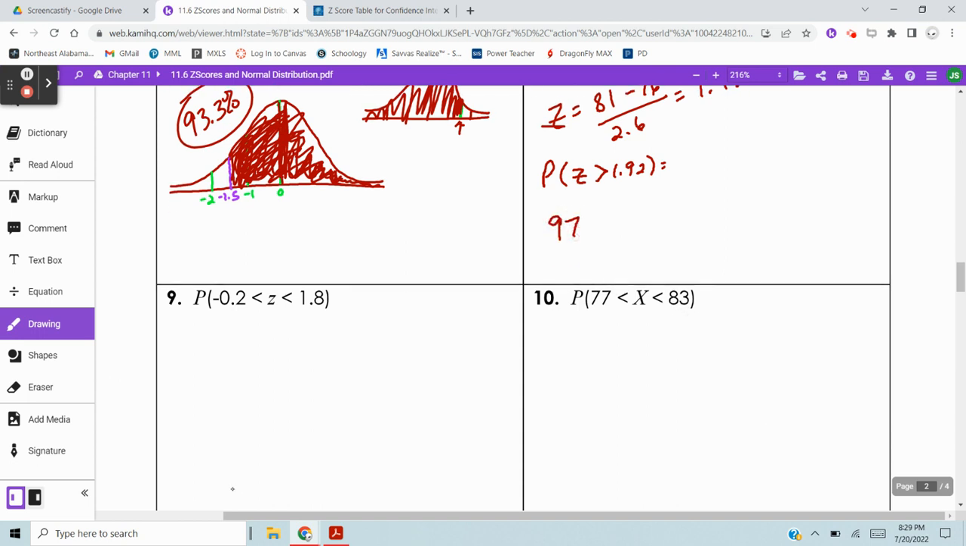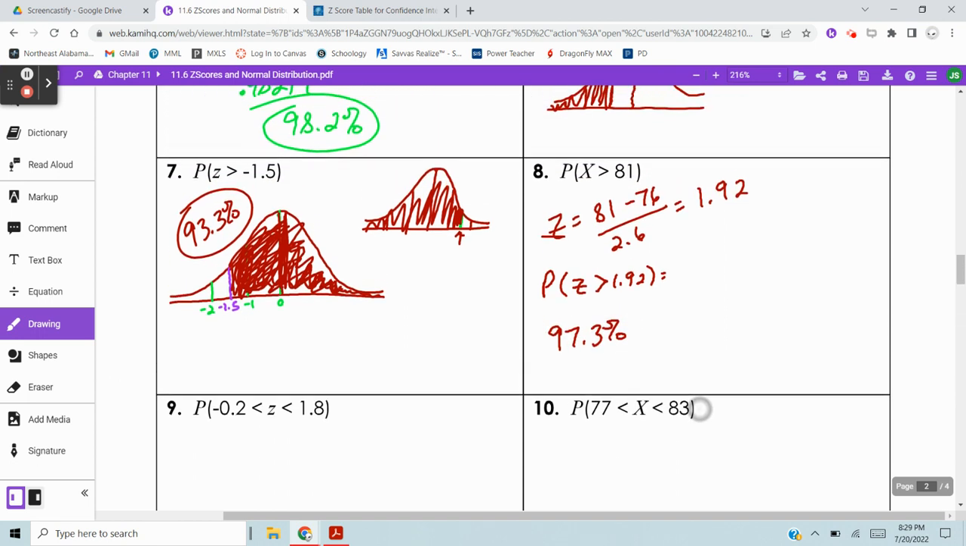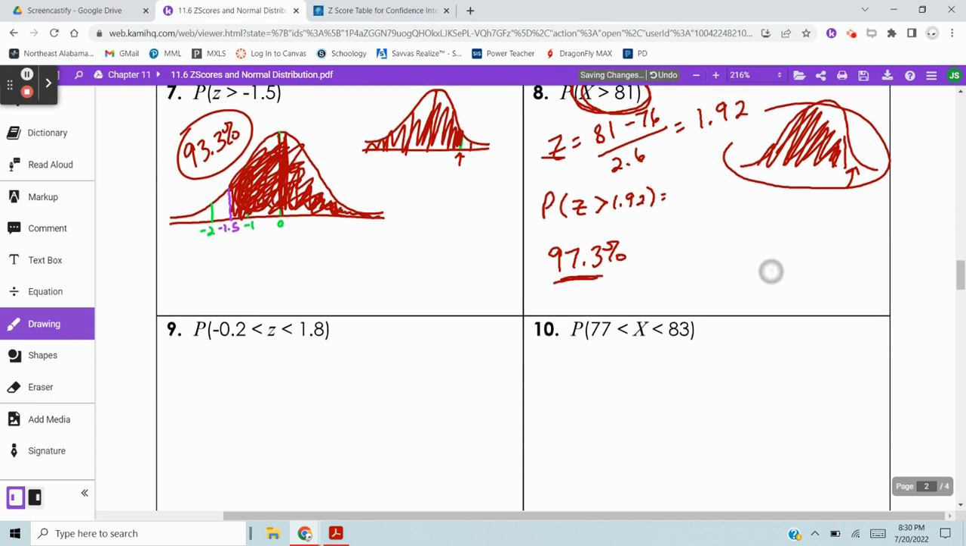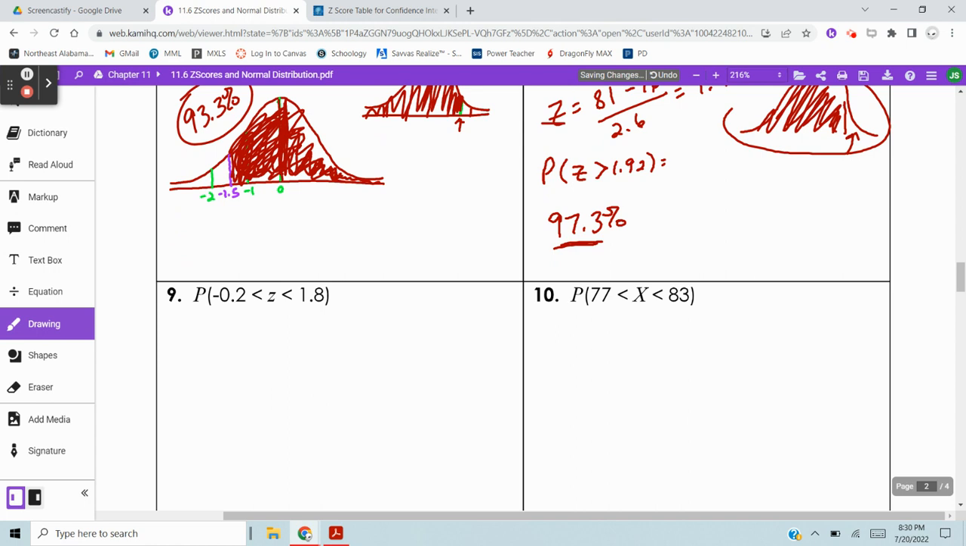Let me write that down though. Because when you're looking at those tables, your z-score table gives you the values below that z-score. We want to know what percentage of our golfers are above. So we've got to take that 97.3 and subtract it off, because underneath the curve, 100% of our probability is denoted there, is symbolic with that curve. So the other portion would be 100 minus that 97.3, which would only be 2.7% of our golfers are shooting above an 81.